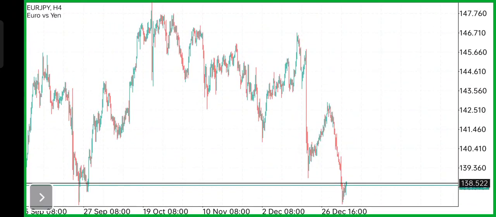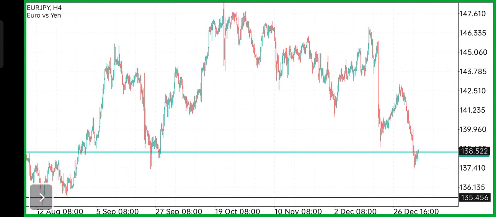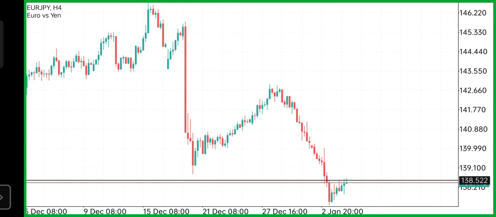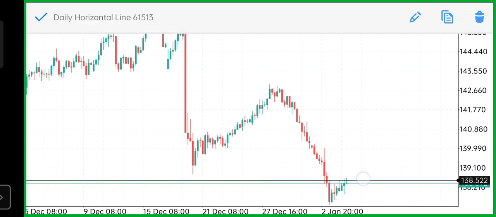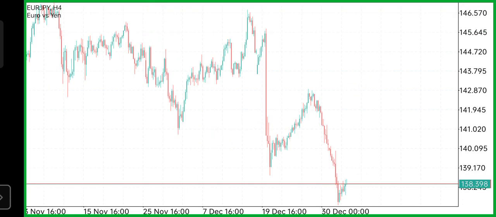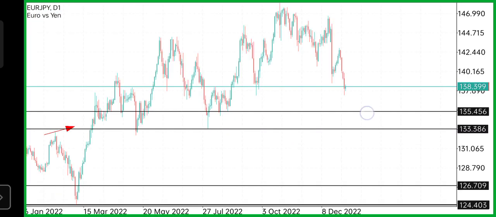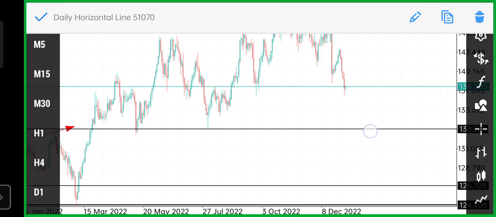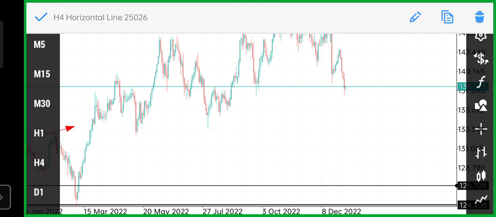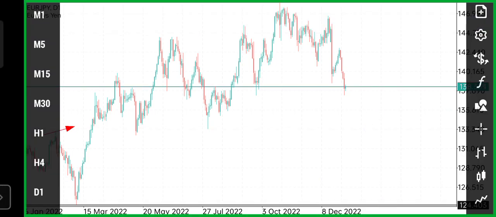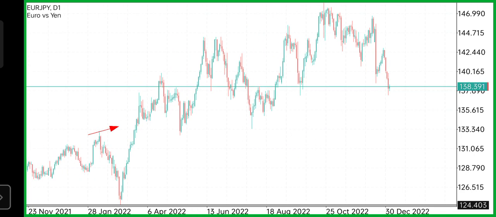Okay, so here now we're on Euro JPY. Euro JPY, we're already in a downtrend, right? The market is dropping. Let me just clear this result. So Euro JPY, we are already in a downtrend.